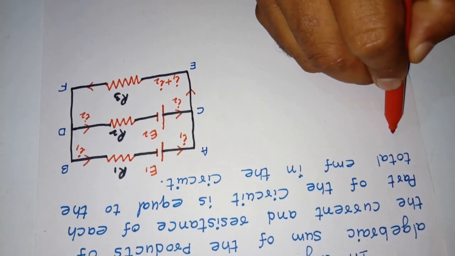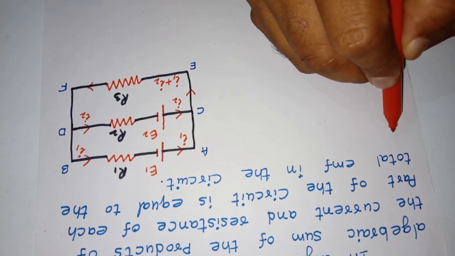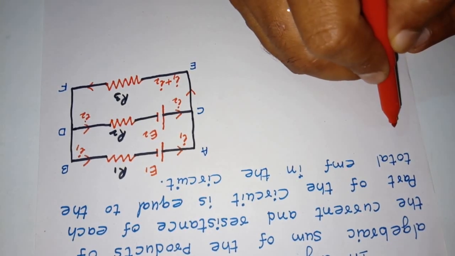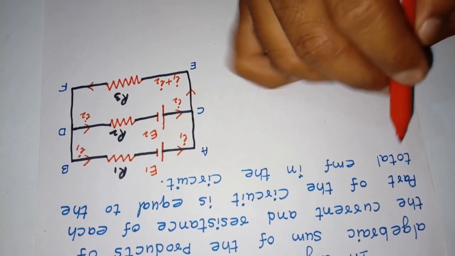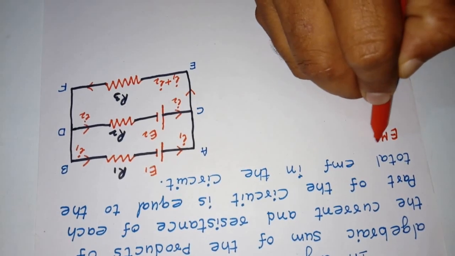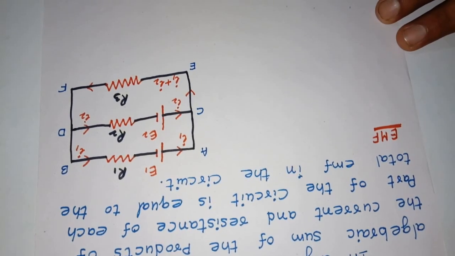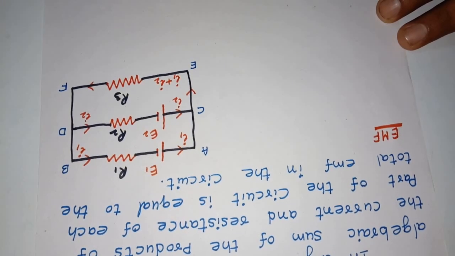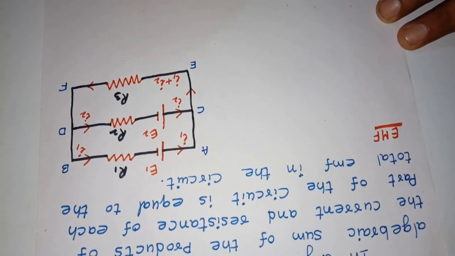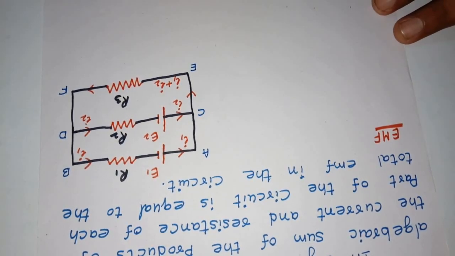That means how the EMF should be taken and how the potential difference across the resistor will be taken. Let us try to understand about the EMF of the battery. And here, how the EMF of the battery will be taken. Let us try to understand this. What are the sign conventions for the EMF of the battery?